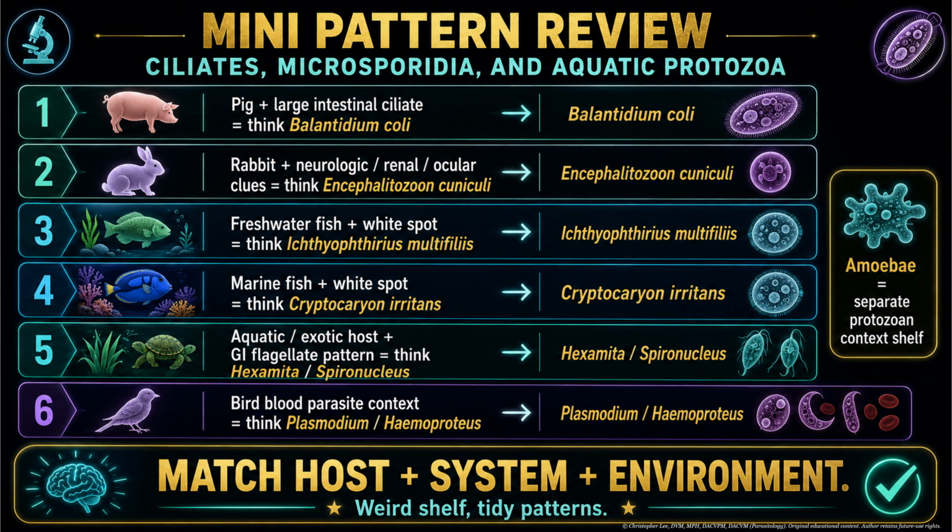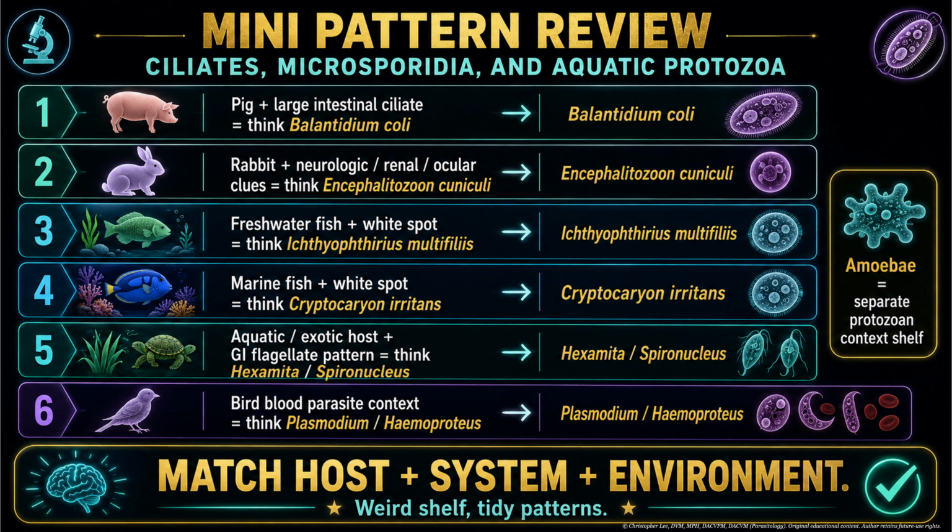Let's finish with 6 tidy patterns from a deliberately weird shelf. Pigs plus large intestinal ciliate, Balantidium coli. Rabbit plus neurologic, renal, or ocular disease, Encephalitozoon cuniculi. Freshwater fish plus white spot, Ichthyophthirius multifiliis. Marine fish with white spot, Cryptocaryon irritans. Aquatic or exotic host plus a gastrointestinal flagellate pattern, Hexamita or Spironucleus.